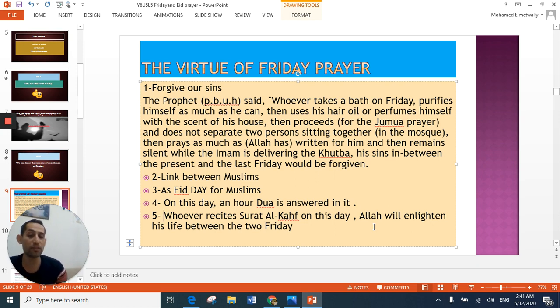What is the meaning of "light your life"? It does not mean Allah will give you a lamp or a light or anything like this. No. The meaning of light is that Allah will make you happy, forgive your sins, make your week easy. You will have protection from Allah, and you will be happy in this day. This is the meaning. If you recite Surah Al-Kahf, Allah will light your life between the two Fridays.